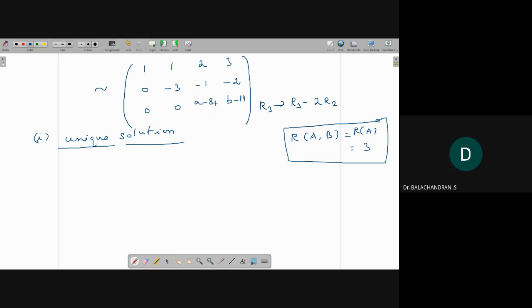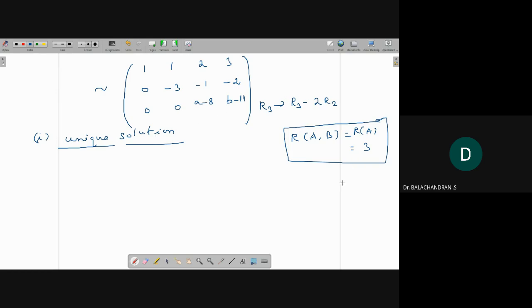This element should not be equal to 0, because A is 1, 1, 2, 0, minus 3, minus 1, 0, 0, A minus 8. So this element should not be equal to 0. Then only the rank of A is 3. If the rank of A is 3, then automatically the rank of A comma B is also 3, because this is a 3 by 4 matrix, and the maximum rank for A comma B is also 3.